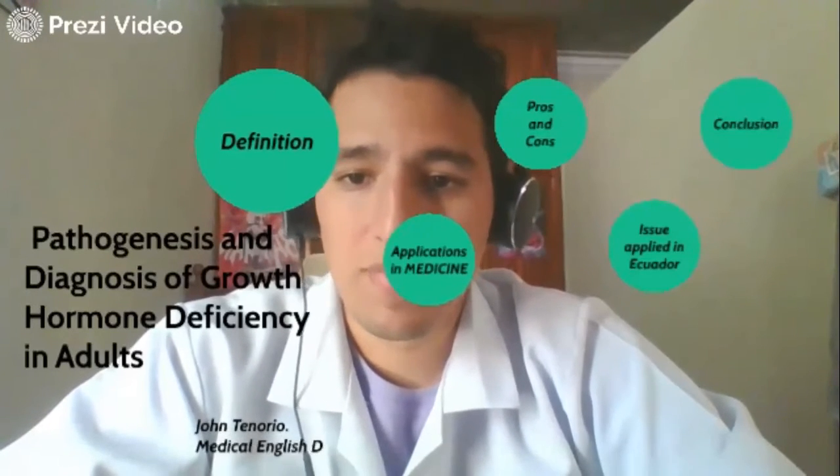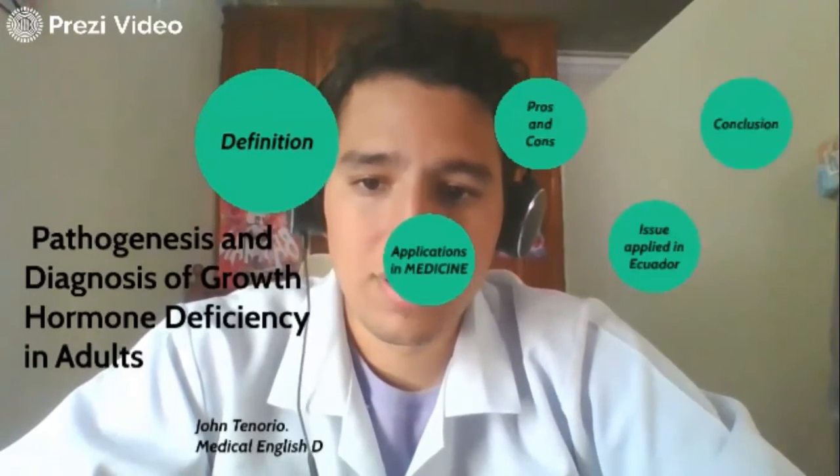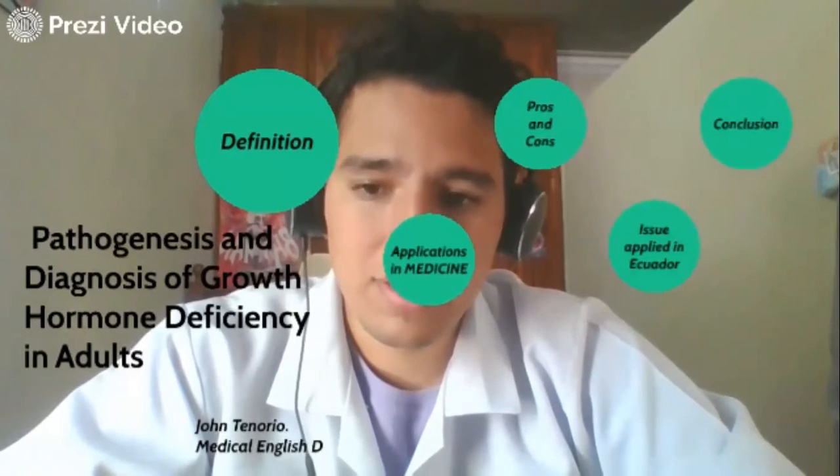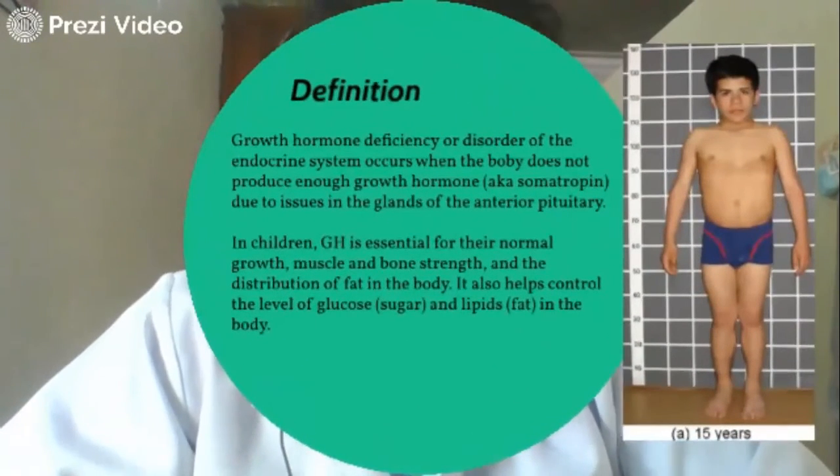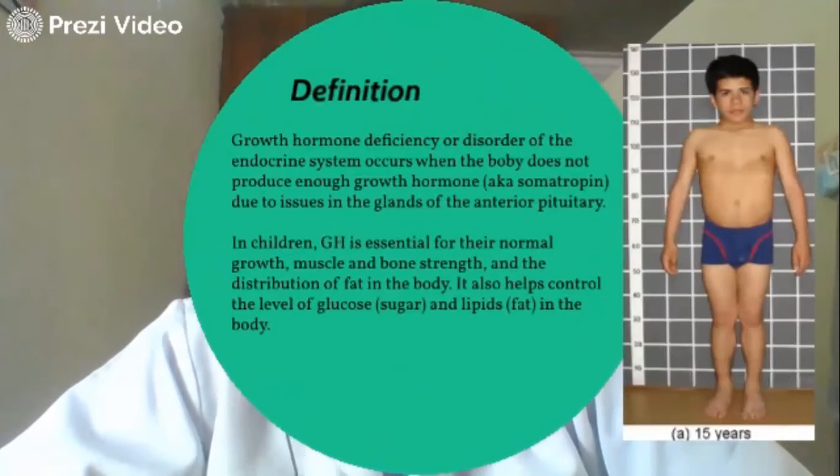I'm going to talk about the pathogenesis and diagnosis of growth hormone deficiency in adults. So, definition: growth hormone deficiency, a disorder of the endocrine system, occurs when the body does not produce enough growth hormone, aka somatropin, due to issues in the gland of the anterior pituitary.